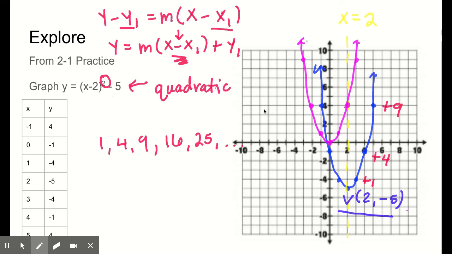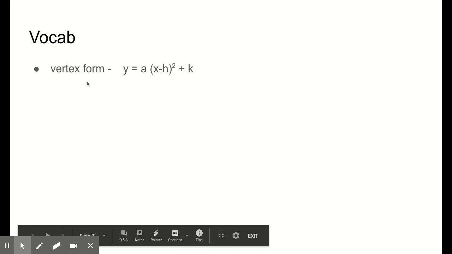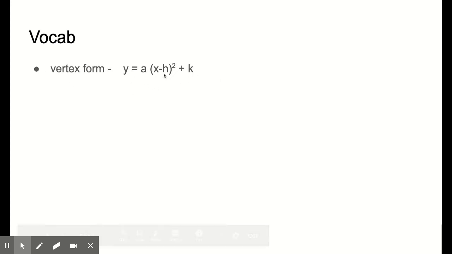All right, so that is the equation that we saw, again, in the 2-1 that I wanted us to kind of warm us up to what we're going to see today. So let's take a look at our vocab. Our first vocabulary term is vertex form. And this is what that equation was in that we just looked at on the graph. Y is equal to A times x minus h squared plus k.